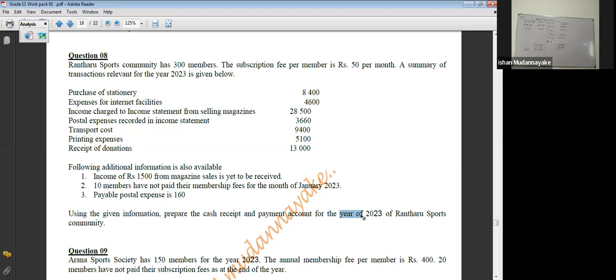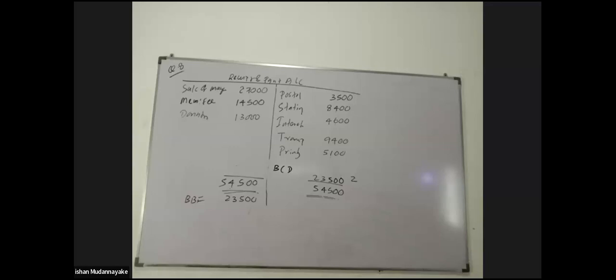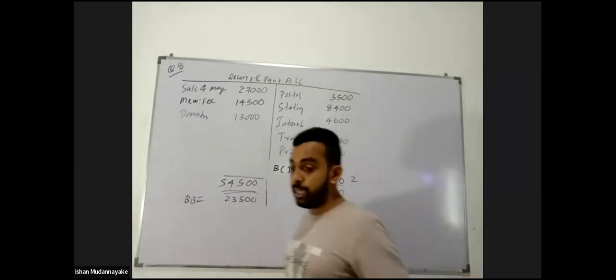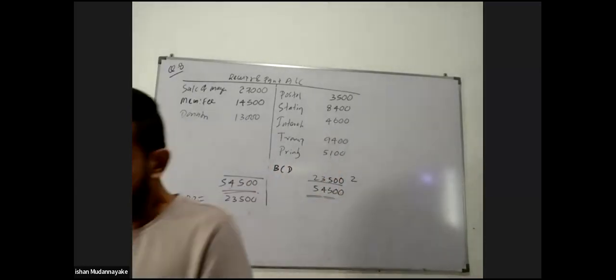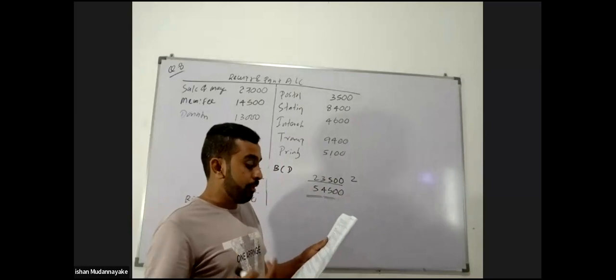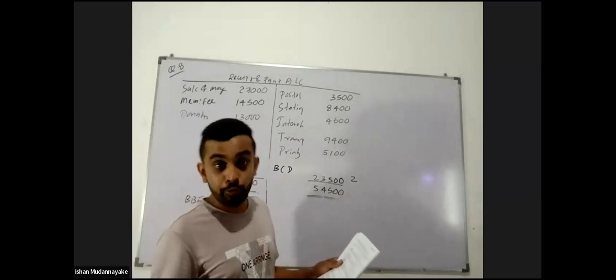Now, if the examiner asks you to prepare a cash book for the year, then when you are calculating the membership fee received amount, let's say the examiner has asked you to prepare a receipt and payment account for the year 2023.